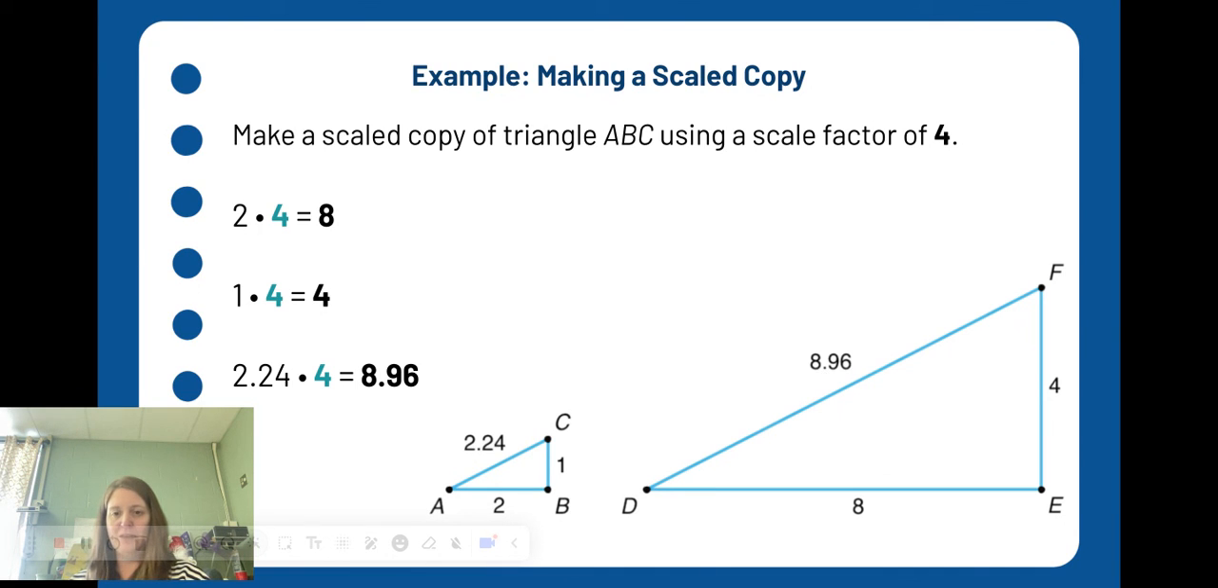Pause the video if you need to write those in. Don't hesitate to reach out if you have any questions about scale and scale factor.